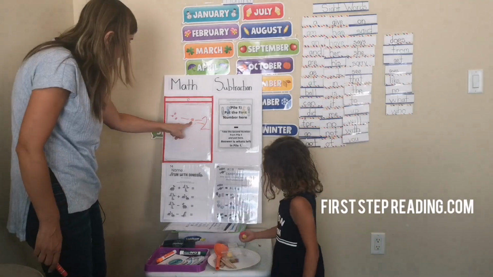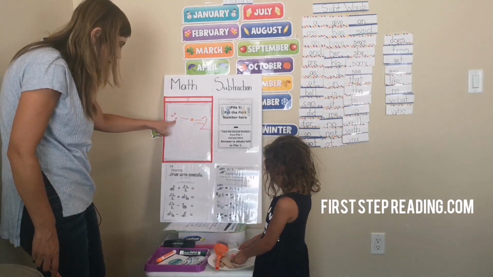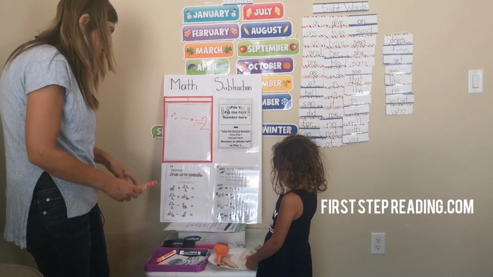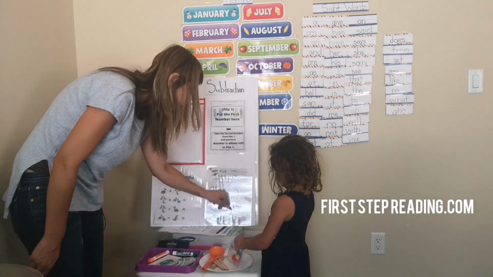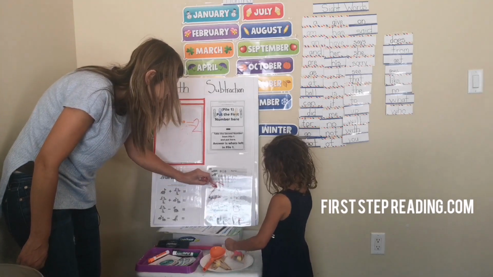Do you get it? This tells you how many of yours to take away. So now this tells you how many to cross off from the first number.